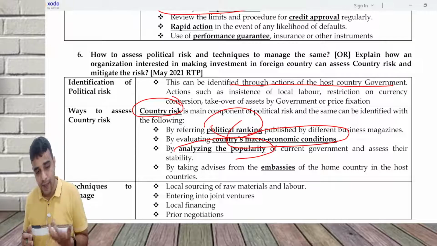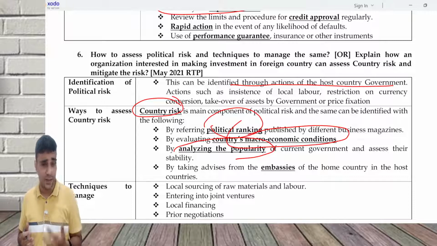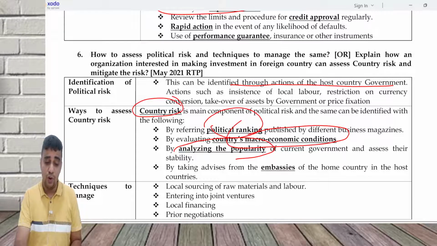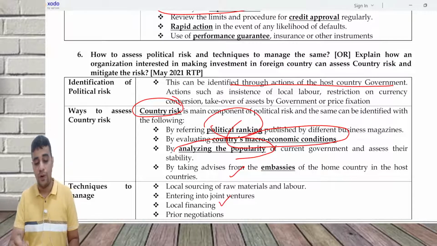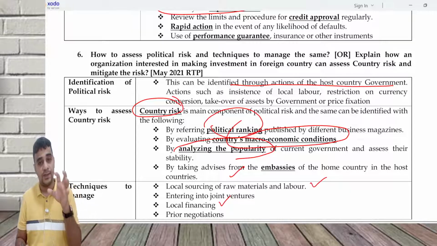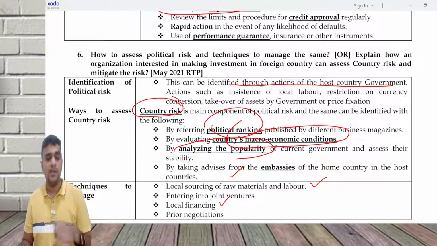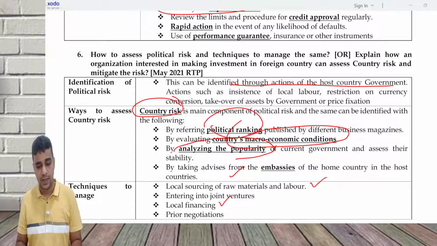How can I manage this? The first two ways are not something which is easy to do. Local sourcing, local financing. Go for local sourcing and local financing. These are the two options you have. Basically, do not enter into any export transaction, just do the local transaction. If you are doing a local transaction, all this will not happen.